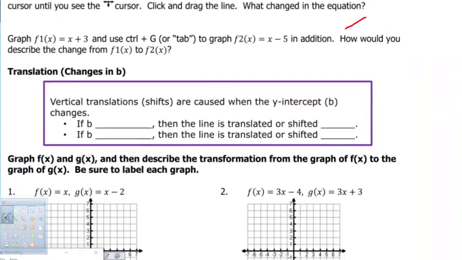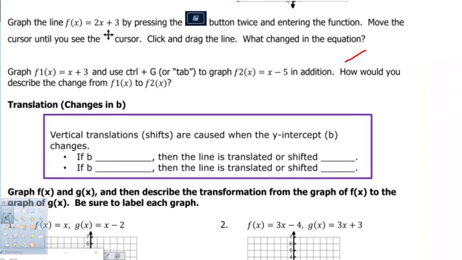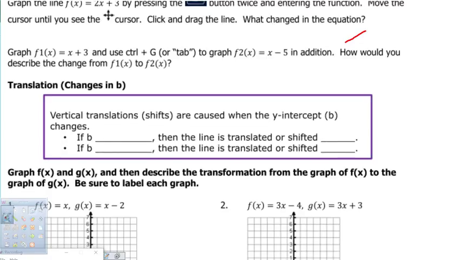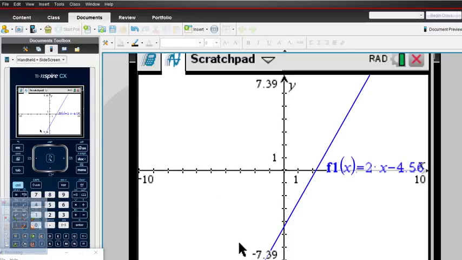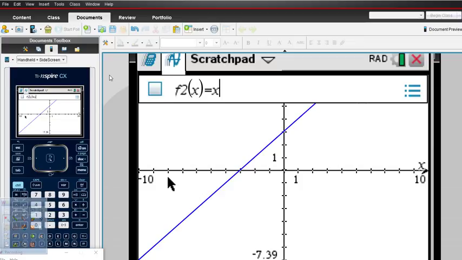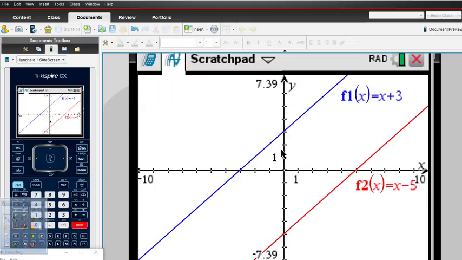Now, vertical translations. If we do the same thing and we graph x plus 3 and use Control G, then we can graph x minus 5. How would you describe the change? So we're going to hit Tab, and we're going to do x plus 3 and x minus 5. And there they are. If you notice, x minus 5 moved down a bit. They're parallel, and all it did was just move down 8 slots, basically, right?